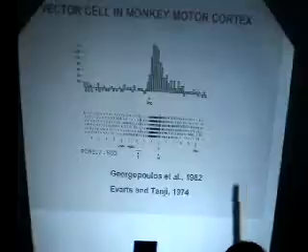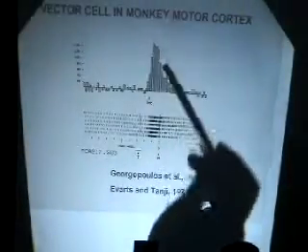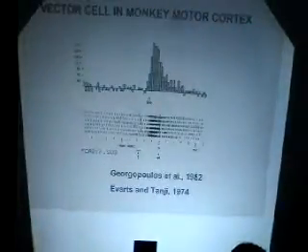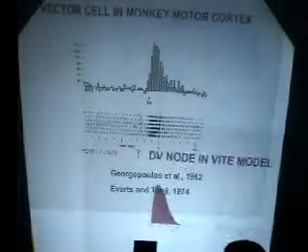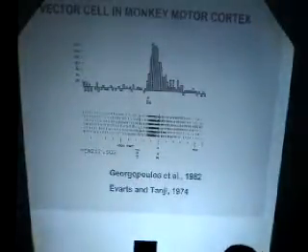vector cell in the monkey motor cortex. Several labs have noticed this asymmetric profile of activation. Well, now if you look back at how the DV integrates just naturally, you can see there's a striking similarity. So it's this kind of marker that gives us confidence that there's something like the DV going on.